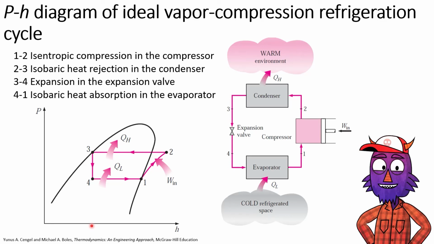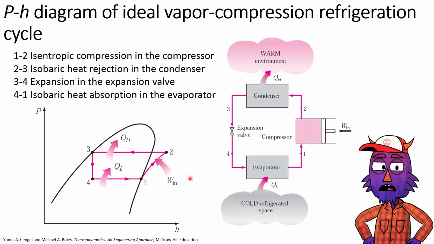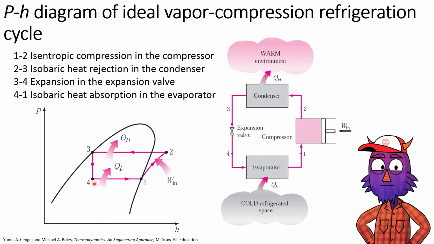But remember, in ideal conditions, right? Not in the real world. Then from the expansion process, the pressure will drop to state 4, and from state 4 to state 1, again the pressure remains constant because it is inside the evaporator, a constant pressure process, and it will absorb heat from the internal environment of the refrigerator. Because of that, the enthalpy will increase from H4 to H1.